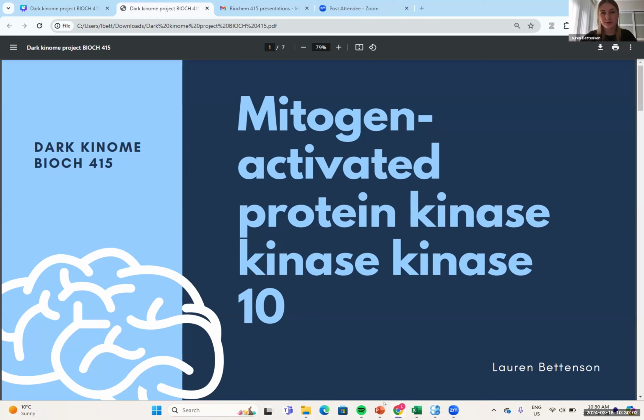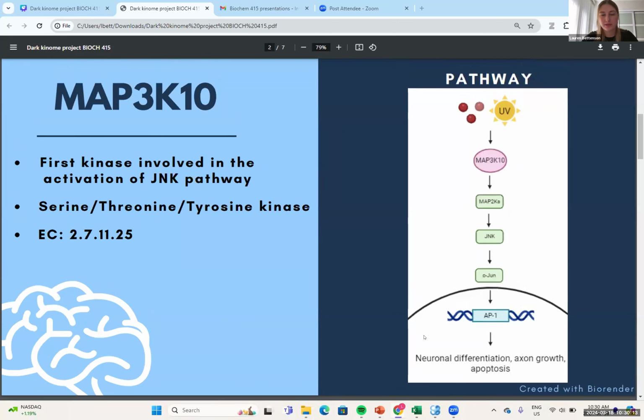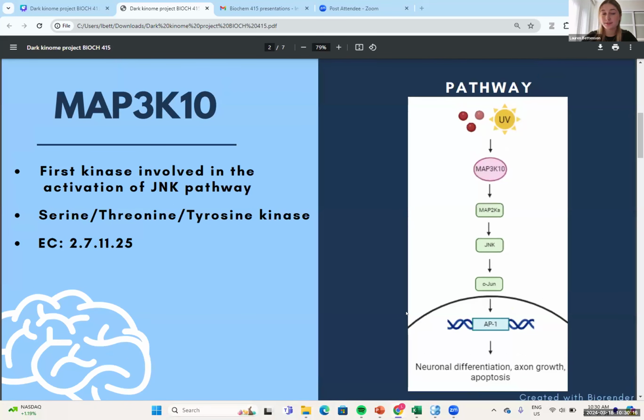Okay, perfect. So today I'll be talking to you about my protein, which is MAP3K10 or mitogen activated protein kinase 10. So if I can, sorry, I had to download a PDF because my pictures weren't uploading. So to begin, MAP3K10 is the first kinase involved in the activation of the JNK pathway. It is a serine threonine tyrosine kinase and belongs to the enzyme class 2.7.11.25. So the JNK pathway is a C-Jun N-terminal kinase pathway.